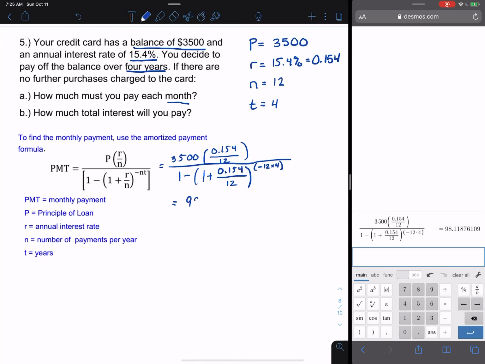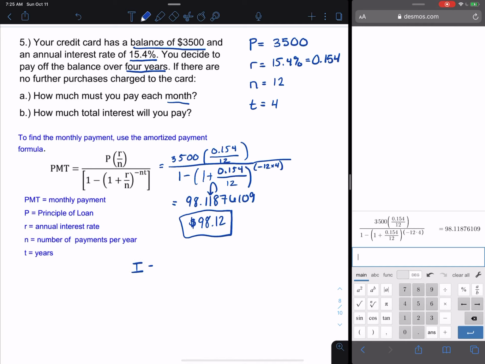So that gives us 98.11876109. We'll round to the nearest cent. So we'll say that that monthly payment is going to be $98.12 if we want to pay this off in 4 years. Now, if we look at Part B, how much total interest will you pay?